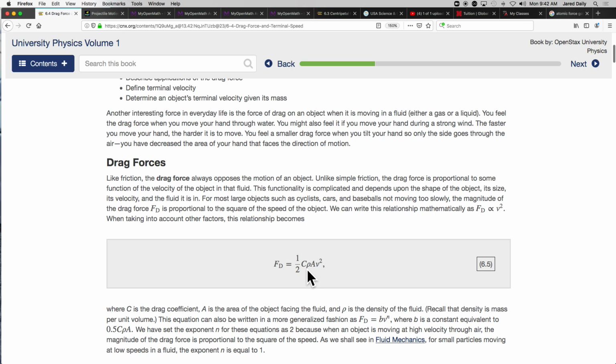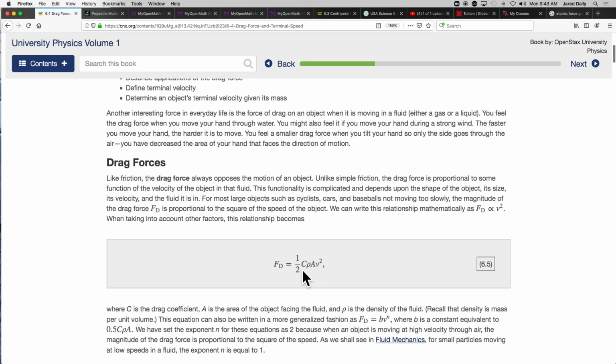Density being defined as mass divided by volume. And then the area is the cross-sectional area of the object moving through the fluid. So you have to look at the object as if it's coming at you through the fluid, and then you cut it like that, and you calculate the area, cross-sectional area, right?